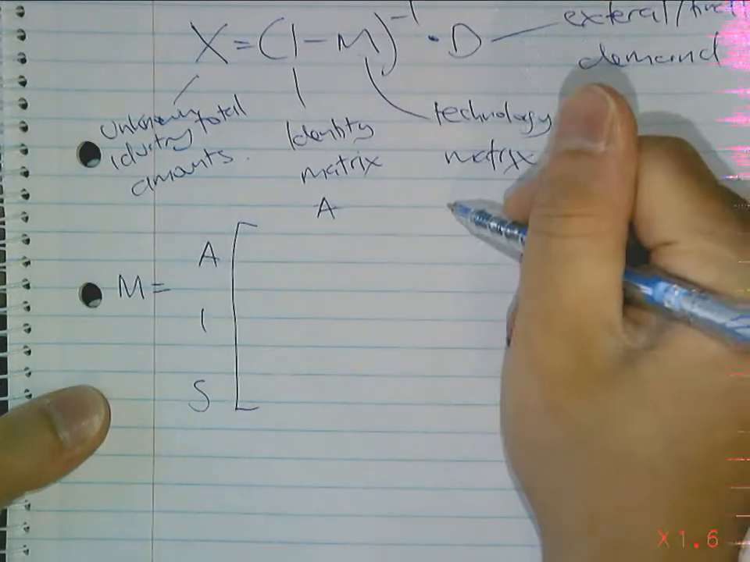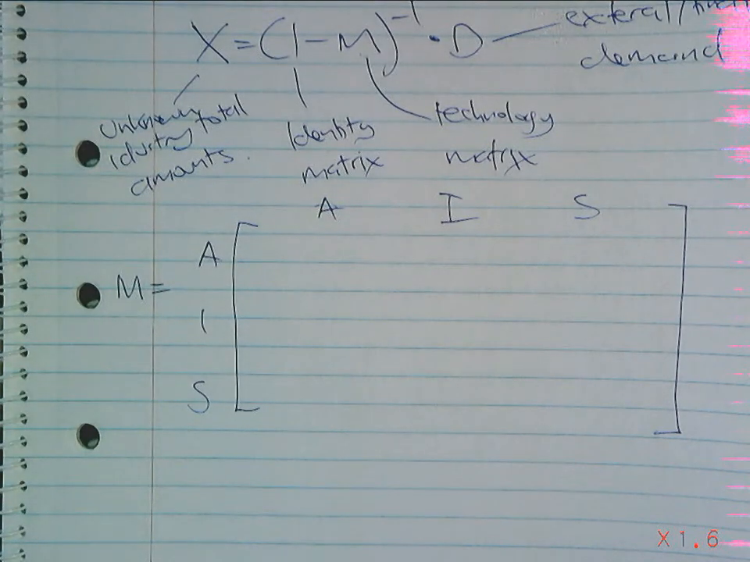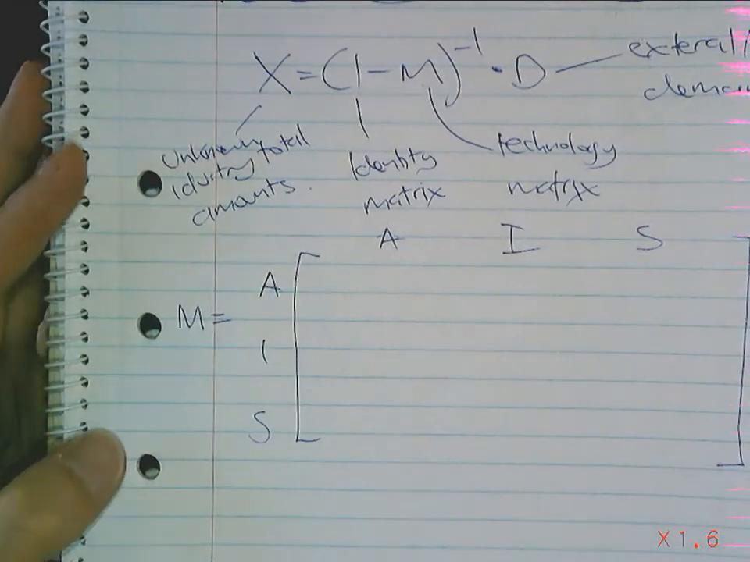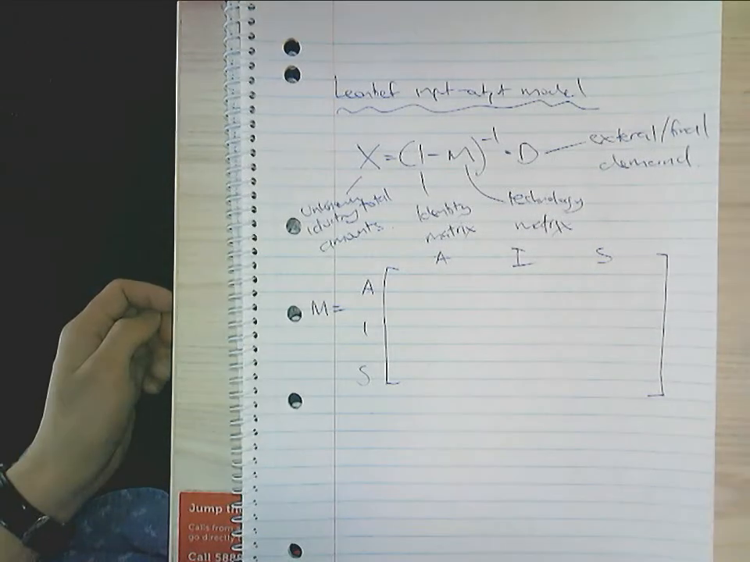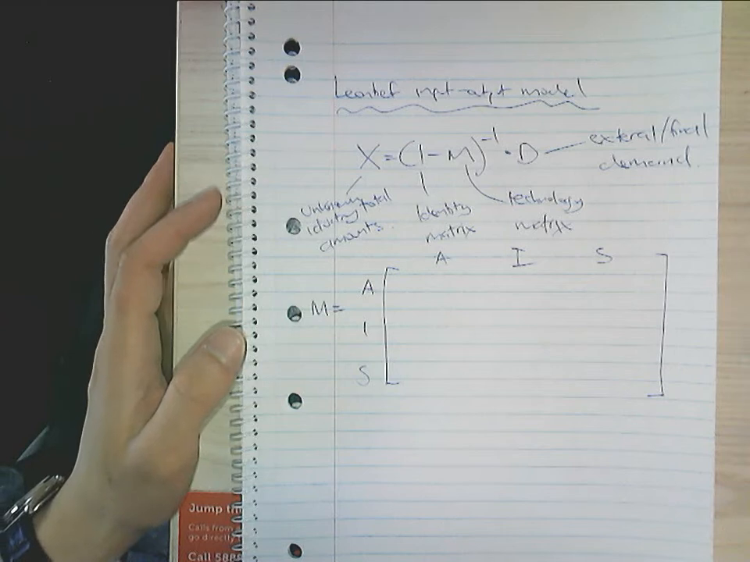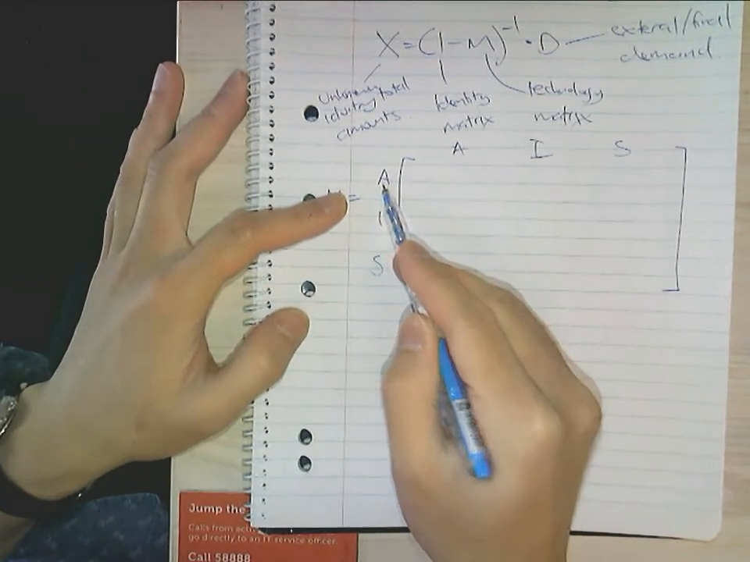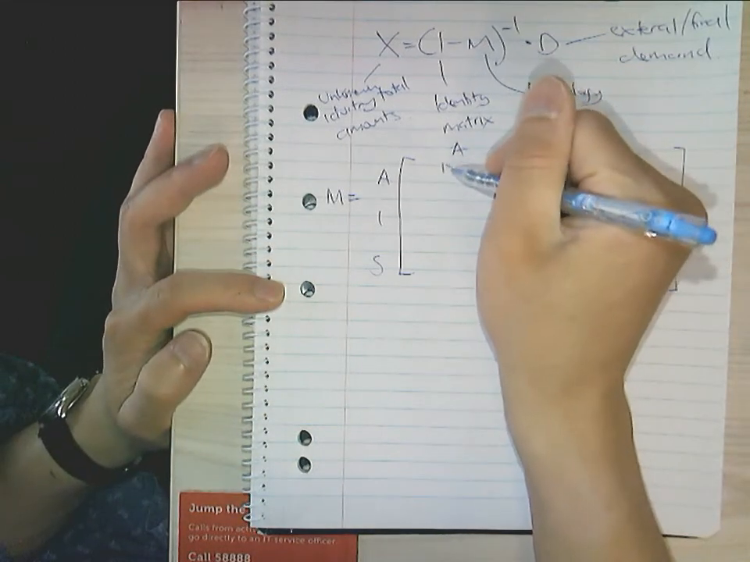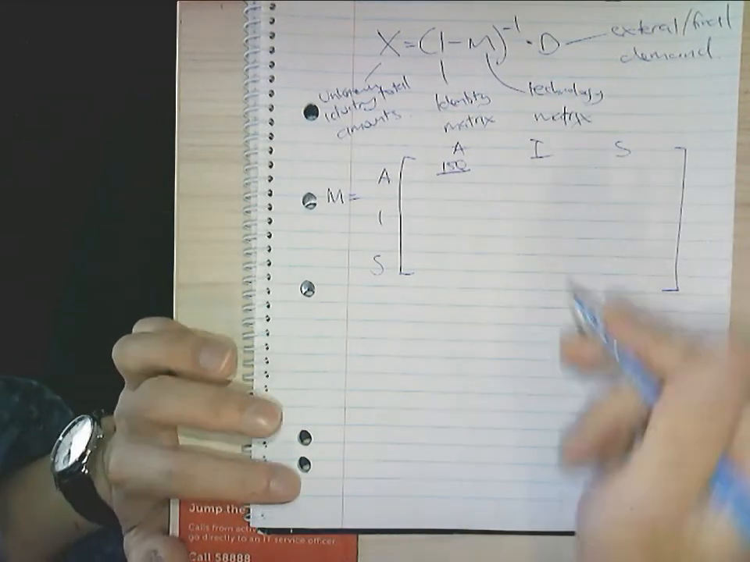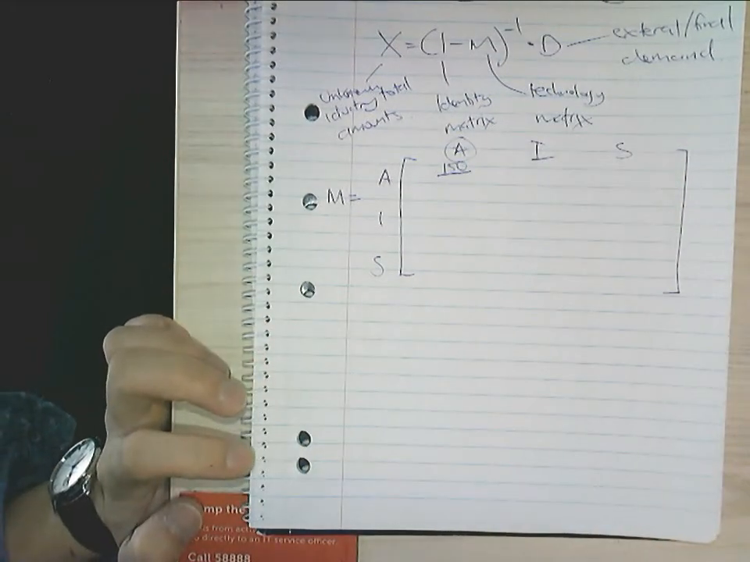Then I got agriculture. Let's do this together. How much from A goes into A? Let's read the table. 150, right? But I'm going to write 150 as a proportion of total A. How much in total is coming out of A? 600.